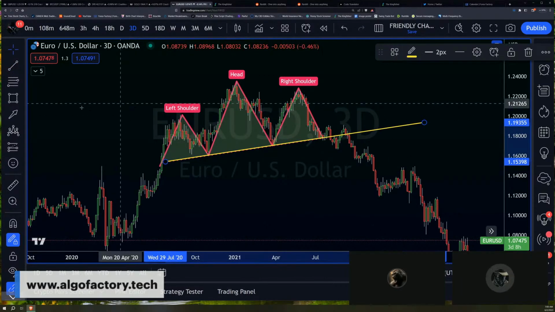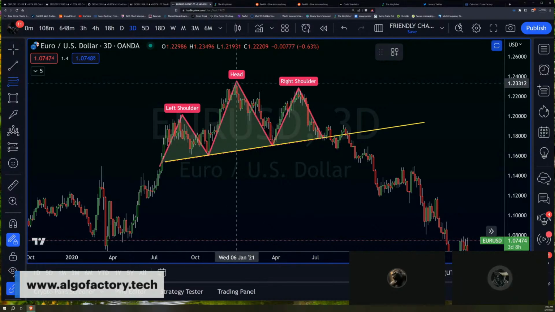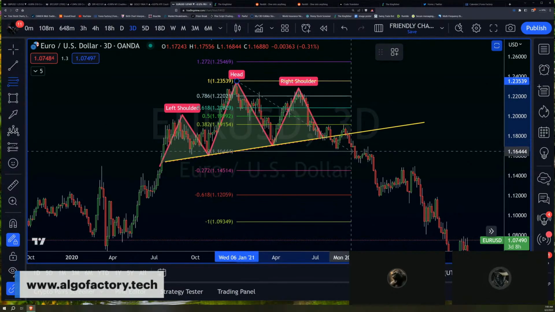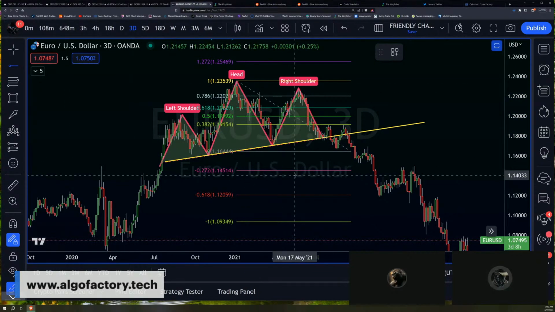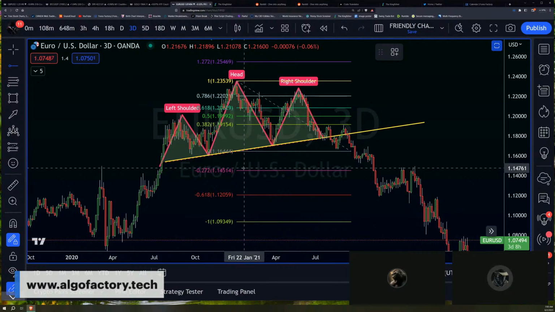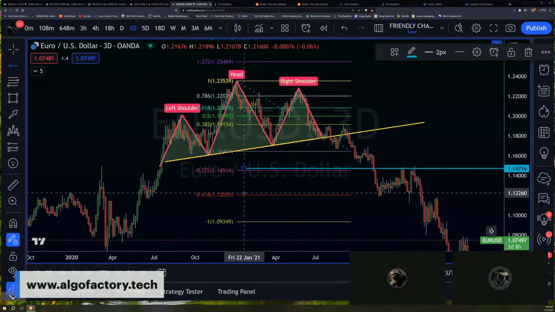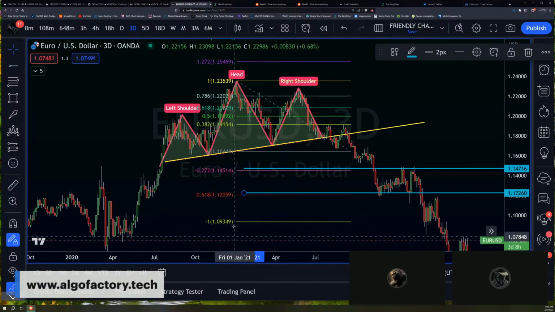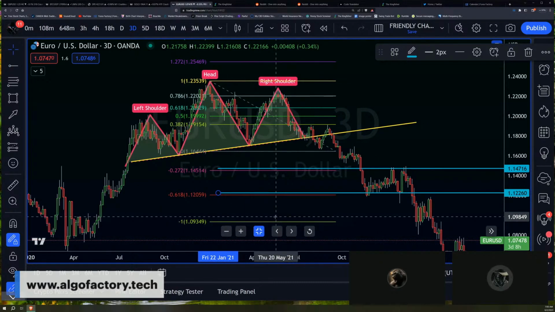Now, when you take profit on a Head and Shoulders, it's going to be based on a Fibonacci extension. And so your profit is going to be down in this area. Now, I teach all this in the class, which is why I'm not really going over it right now. If you go over to algofactory.tech, you will find that there's an entire class on this.